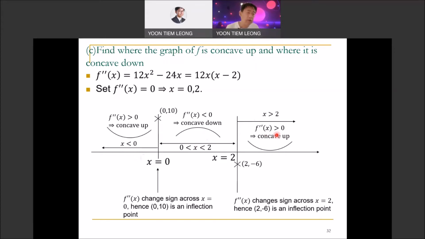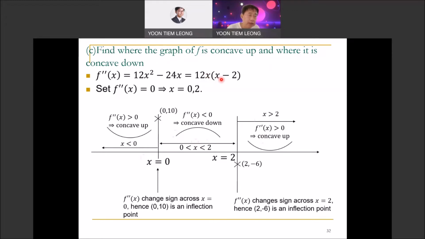So the concavity of the function f is divided into 3 regions: the region x less than 0, x between 0 and 2, and the region where x is larger than 2. So f prime prime is a product of 2 factors, 12x and the other factor x minus 2. By looking at these factors, it's very easy to identify that if x is negative, then 12x is a number which is negative, and x minus 2, which is also negative.